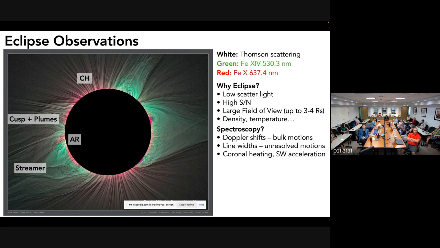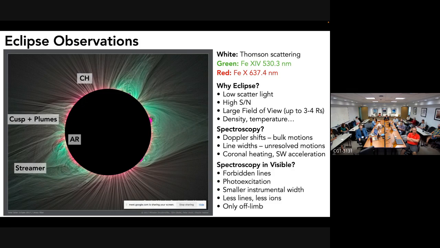Doing spectroscopy means we can measure more properties like the Doppler shift and the line widths, which are critical parameters that we want to measure to answer the questions about coronal heating and solar wind acceleration. And doing spectroscopy in the visible, we're observing forbidden lines. They're affected by photoexcitation and resonance scattering. And we can make a spectrograph with smaller instrumental widths, which is optimized for measuring the line widths. And we want to combine some observations from UV and coronagraph, which is COMP actually.